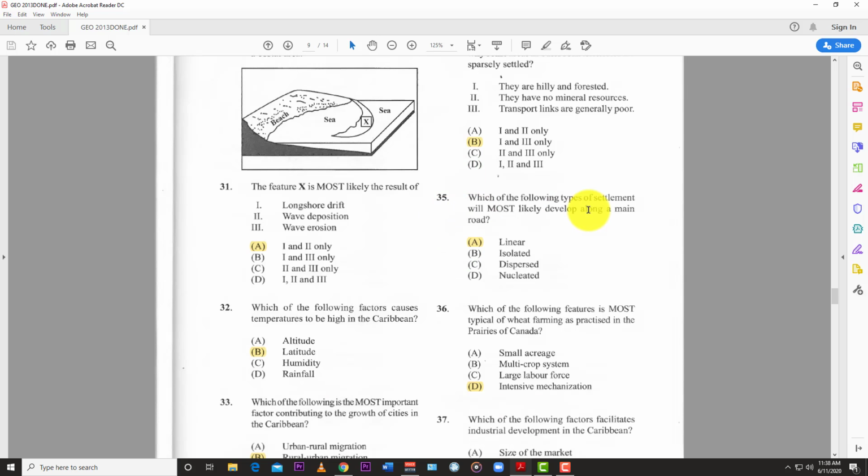35, which of the following types of settlement will most likely develop along a main road? And so the best answer here is A, a linear settlement. All right, they go along the main road in a line.